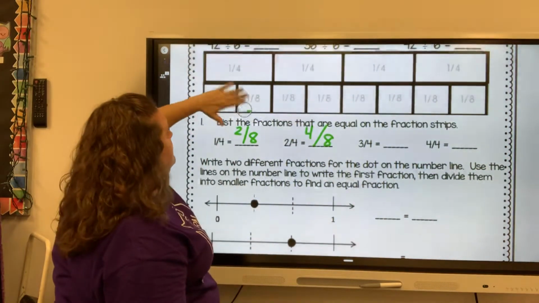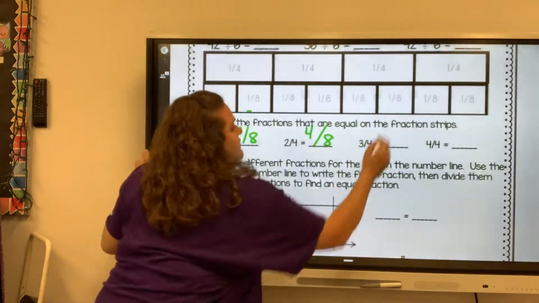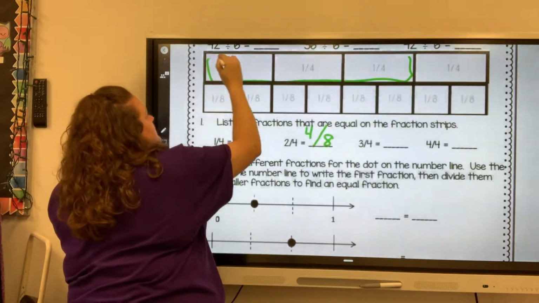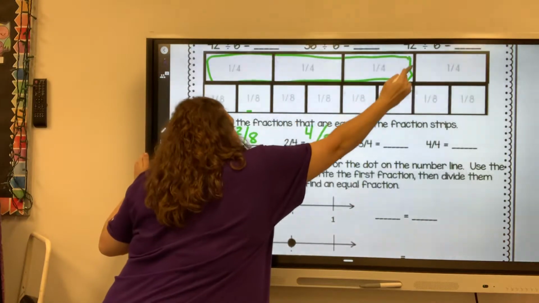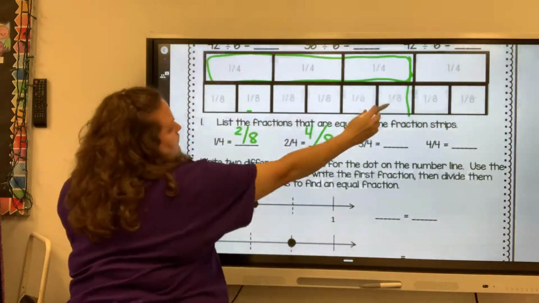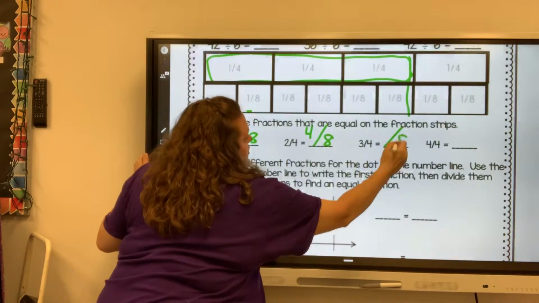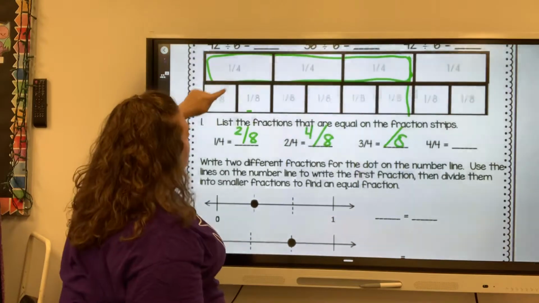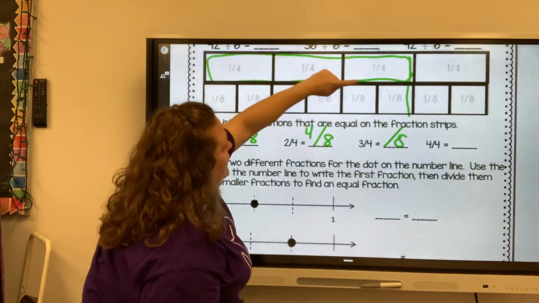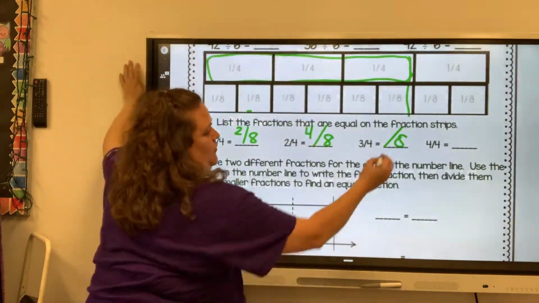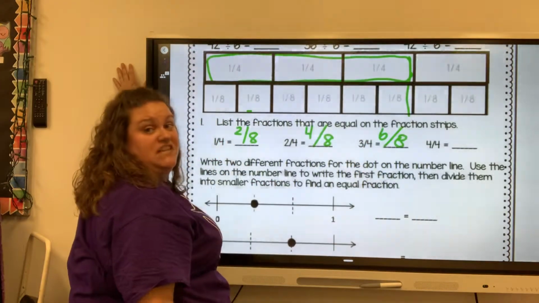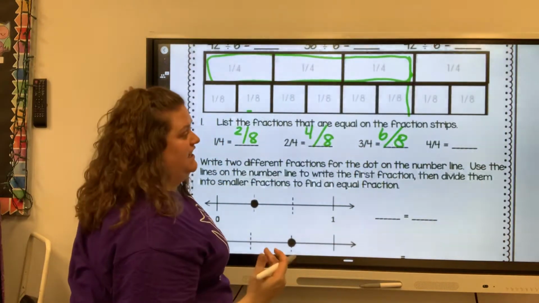There we go. This time I'm going to go to 3/4. Coming all the way over here, 1/4, 2/4, 3/4. 3 boxes of that. Come straight down. All of this over here is my eighths. All of these eighths are going to be equal to 3/4. So 1, 2, 3, 4, 5, 6 eighths would be equal to 3/4, or 3/4 is equivalent to 6/8.